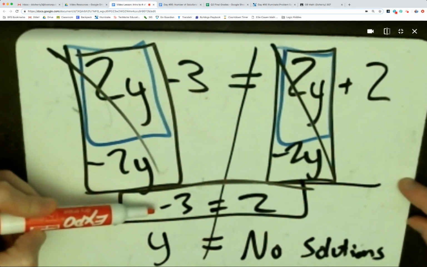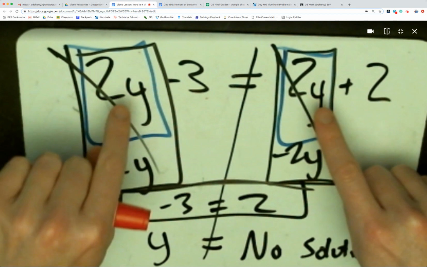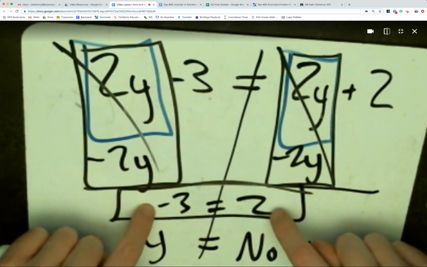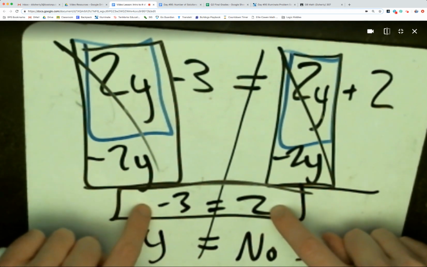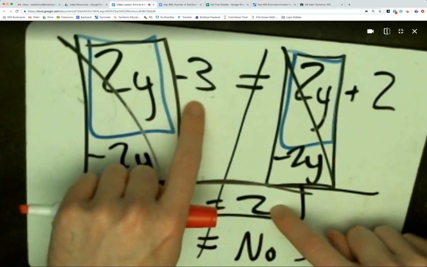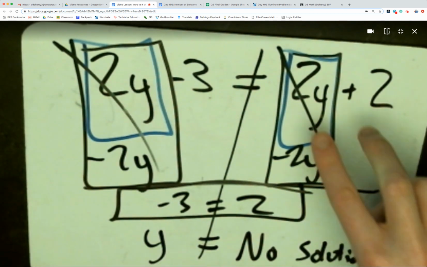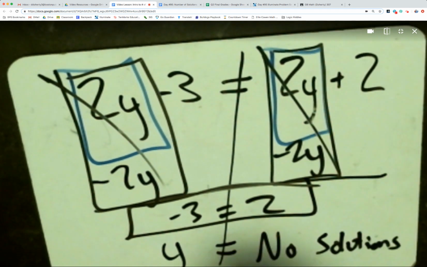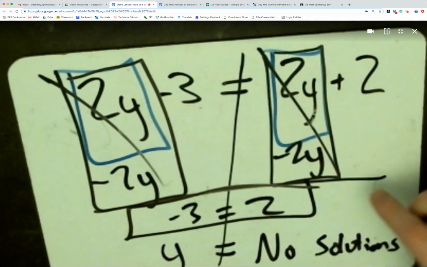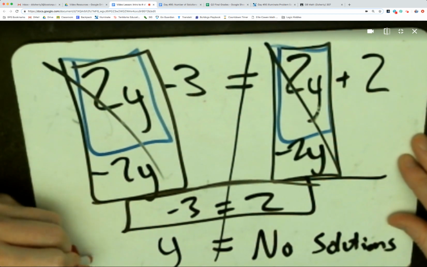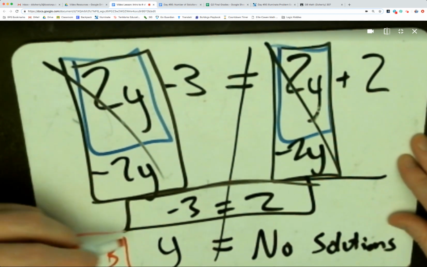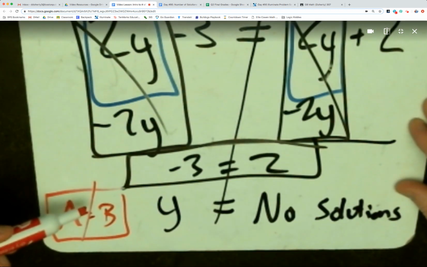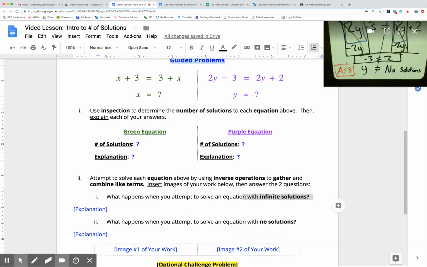And this equation is screaming at me, no matter what you plug in for y on both sides of the equation, the left side is always going to be 5 smaller than the right side. Negative 3 is 5 less than positive 2. So if I subtract 3 from 2y on the left, it's always going to be 5 units smaller than adding 2 to 2y on the right. No value for y, or no solution in the world, can work in this equation. So if your variables disappear and the equation boils down to say something that's never true, like a equals b when a and b are different numbers, that's the equation's way of telling you there are no solutions.